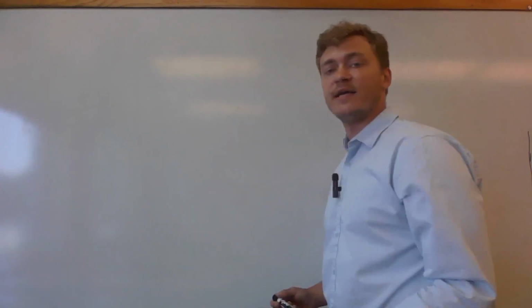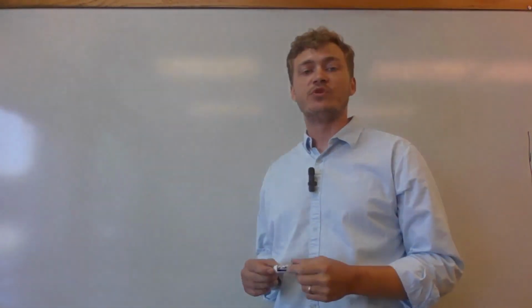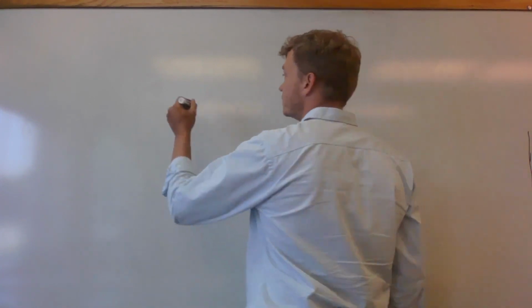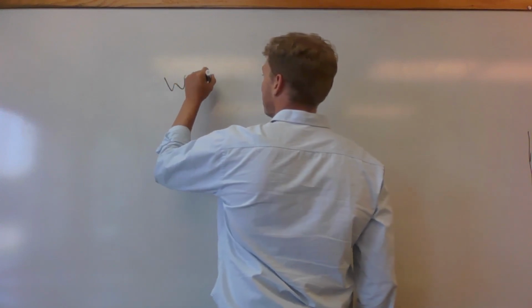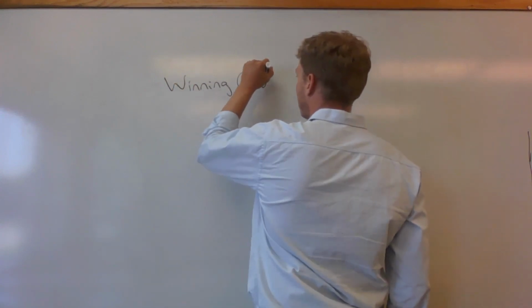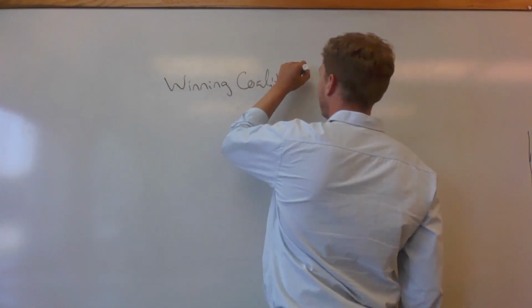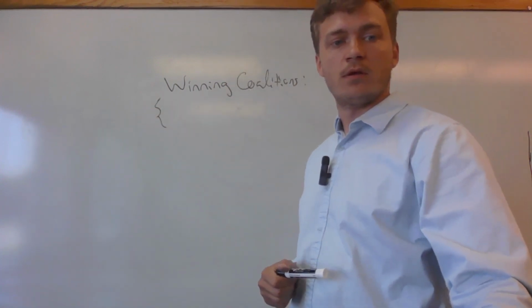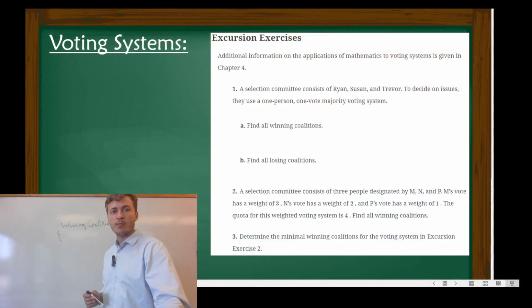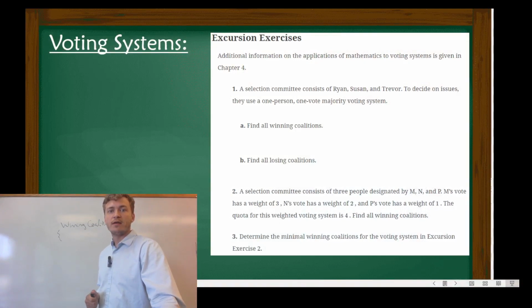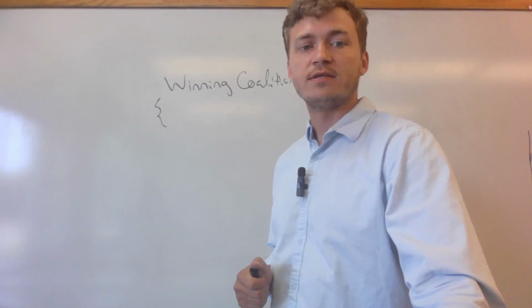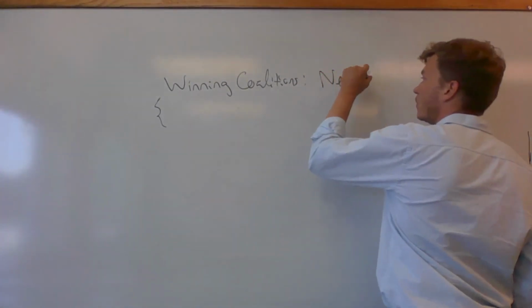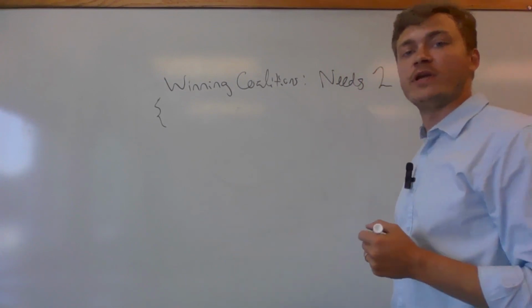So we have R, S, and T, and it's a one voter majority. Everybody has the same point system. And so what are the winning coalitions? Pull back up the slide if we need to pause for a moment. Ryan, Susan, and Trevor, R, S, T. We just need 2. We need 2 for a winning coalition.